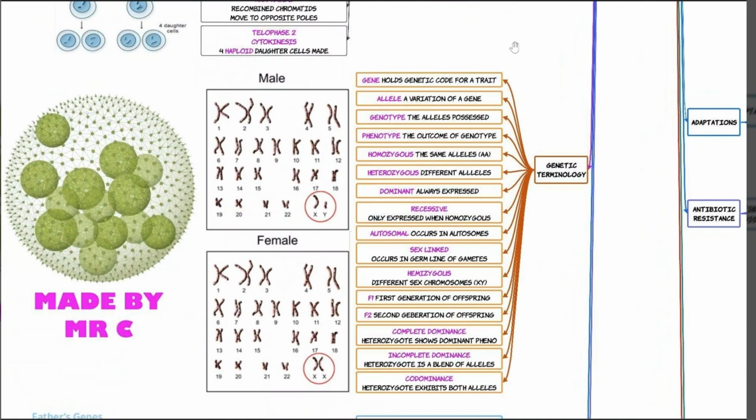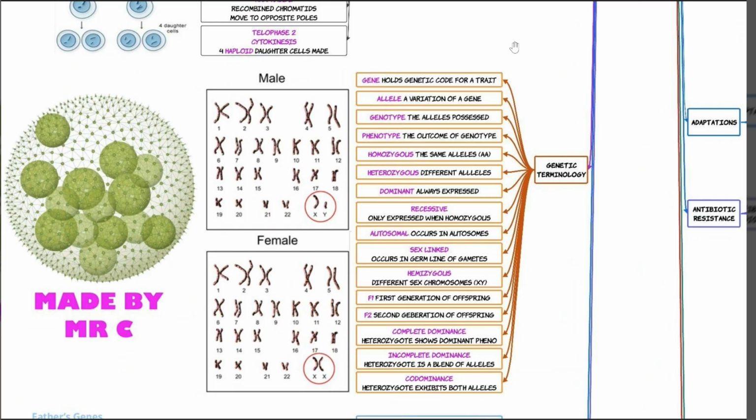Now we come to the terminology for genetic crosses. A gene holds the genetic code for a trait. An allele is a variation of a gene, like big A and little a. Both of them are called alleles. The genotype is the alleles possessed, like big A, or big A, little a. The phenotype is how the genotype looks. Homozygous means the same alleles, like big A, or little a, little a. Heterozygous means different alleles, like big A and little a.